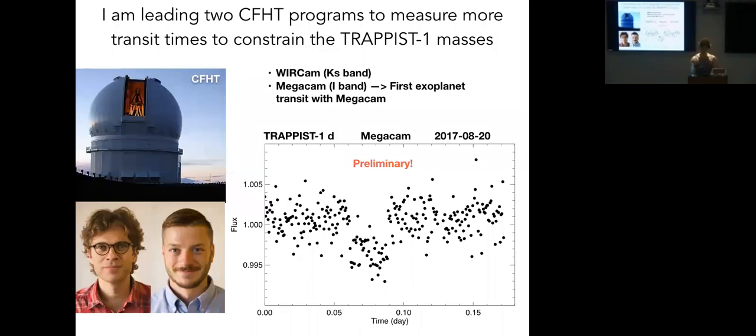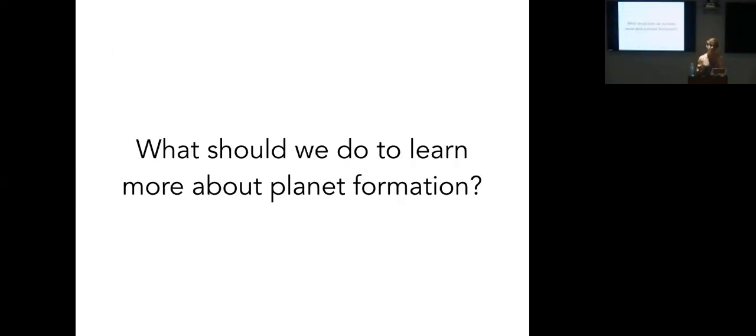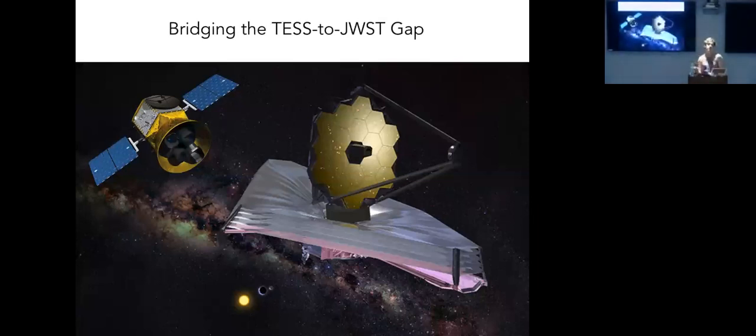Anyway, this leads me into the final part of my talk, which is what should we do to learn more about planet formation? And specifically, what can we do in the James Webb era? So I'm interested in bridging the gap between TESS and James Webb. In combination, these telescopes promise to revolutionize our understanding of exoplanet atmospheres.